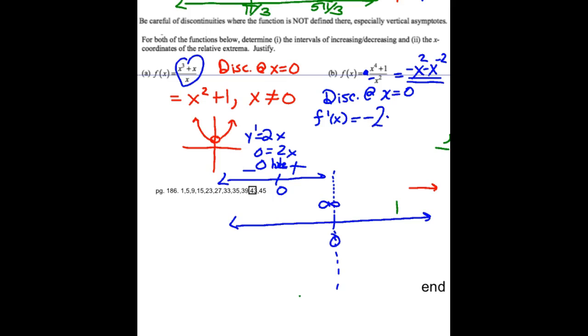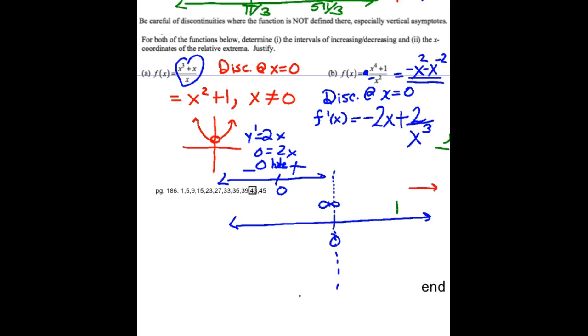Negative 2x, then what? Plus 2x to the, did you say 2 over? Yes, 2 over x cubed. You might say, oh, there's an issue with the derivative at 0. I already knew there's an issue at 0, so no worries, right? Nothing more to do on my graph.